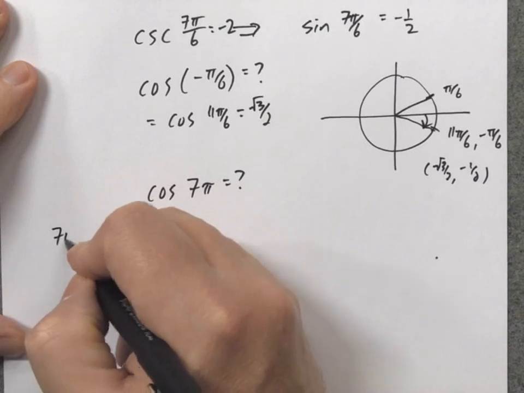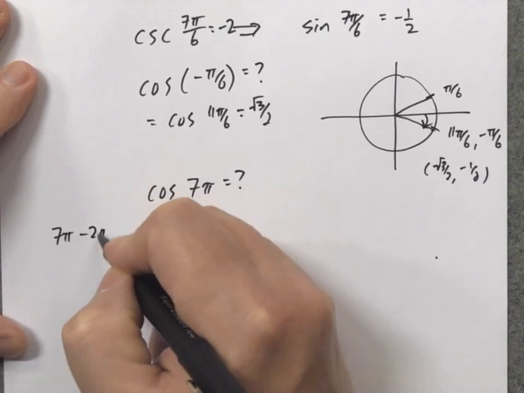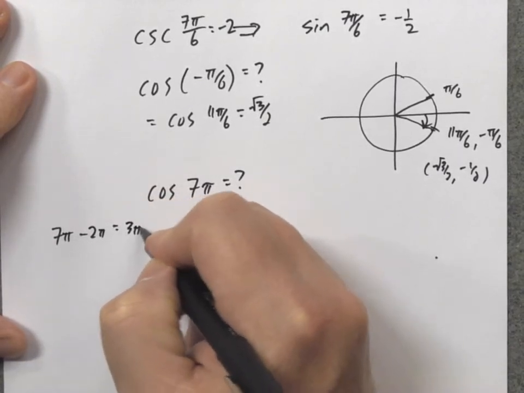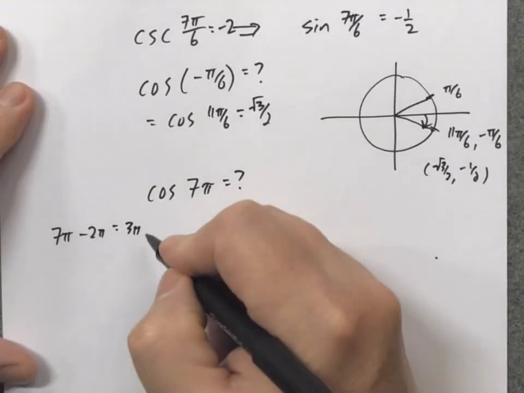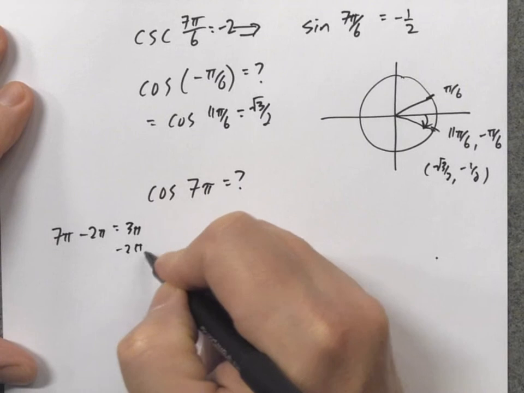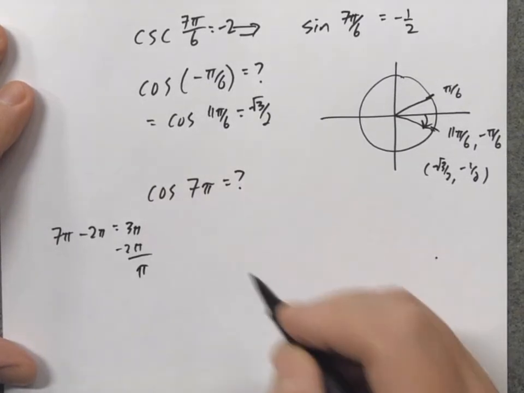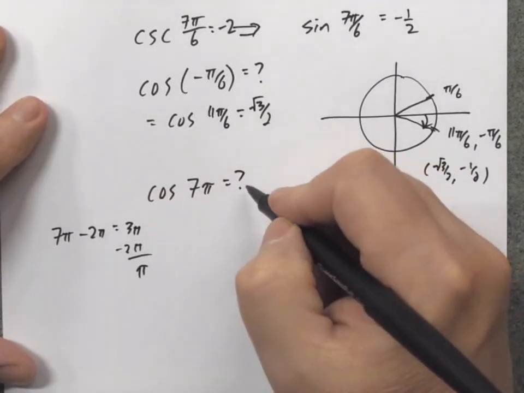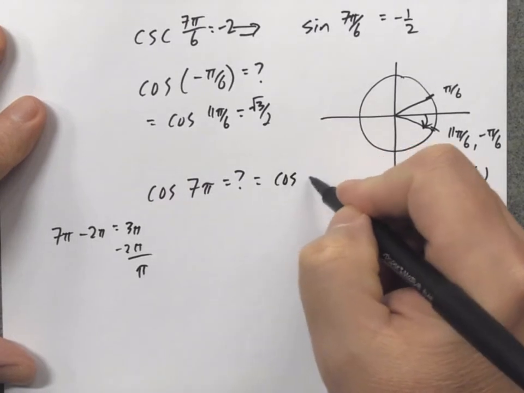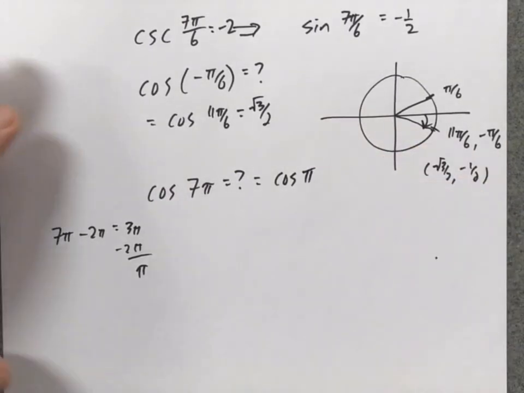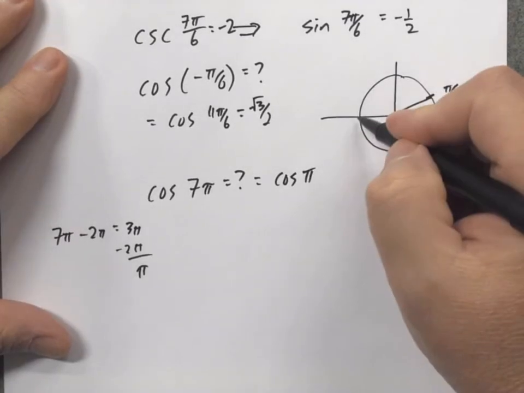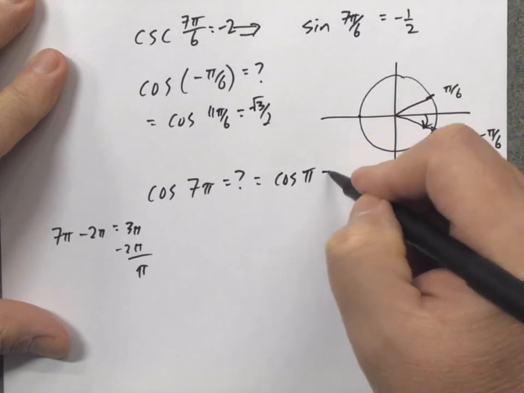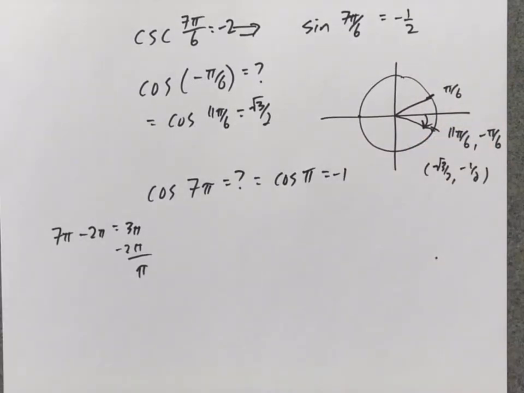In other words, if you take 7 pi and you subtract 2 pi, you're down to 3 pi. Well, 3 pi is still bigger than 2 pi, so I subtract another 2 pi. Then you're down to pi. So what we're saying is the cosine of 7 pi is coterminal, or will have the same numbers as cosine of pi. So really this becomes a problem of what's the cosine of pi? Well, cosine of pi is right here, and it's negative 1.